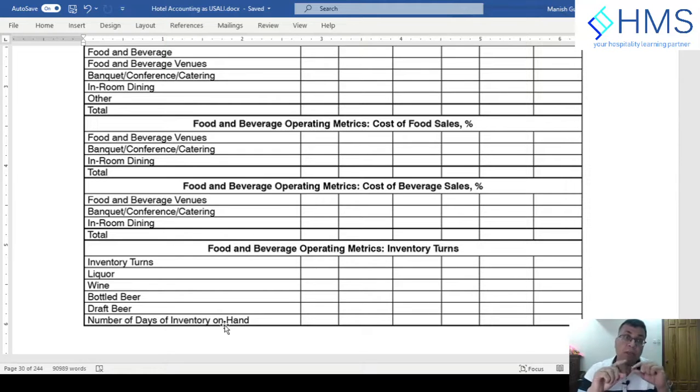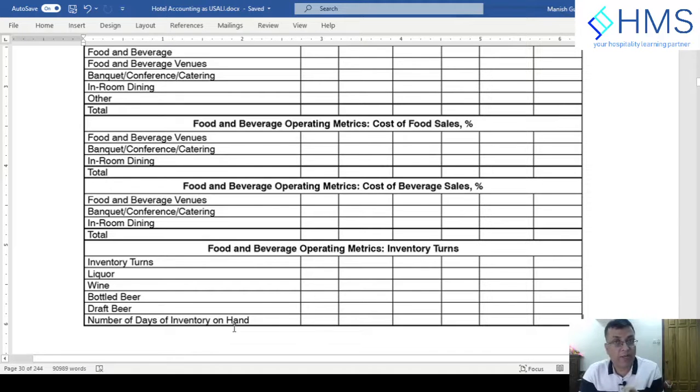You then divide the total sales for this particular category by the average inventory that you just calculated in the previous step. So you will be able to get the inventory turnover for liquor, wine, bottled beer, and draft beer, and also you will be able to calculate the total number of days of inventory on hand.